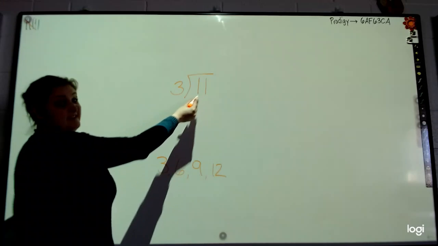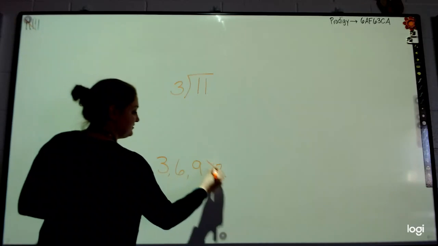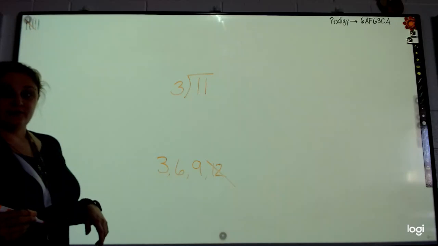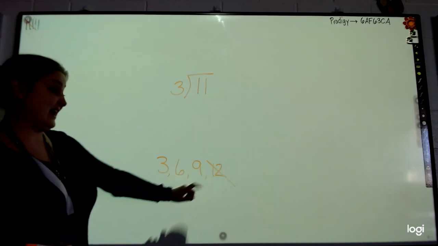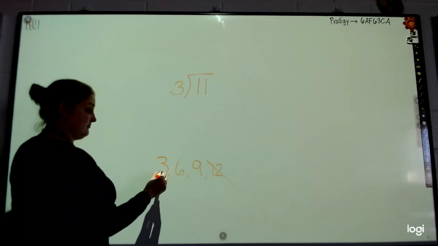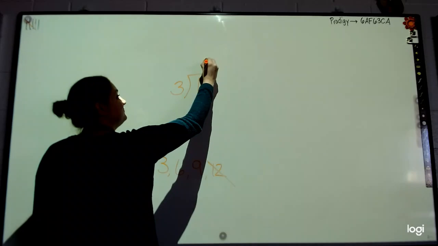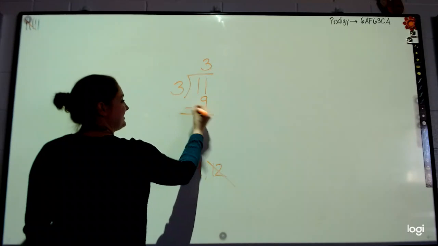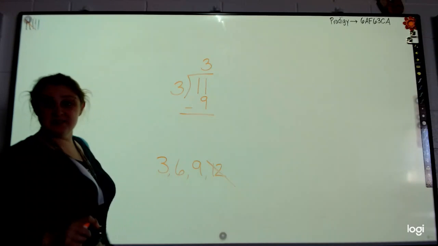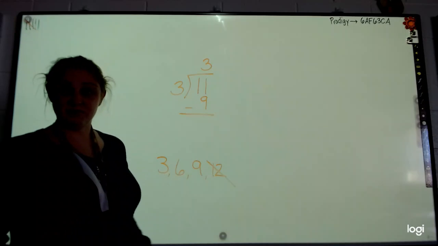Okay, too bad it's not a 12, it's 1 less. So 12 won't work. So the closest number without going over, multiple of 3 would be 9. So how many groups is that? 1, 2, 3. 3 times 3 is 9. And then I subtract. Remember, this subtraction is the same as normal subtraction.